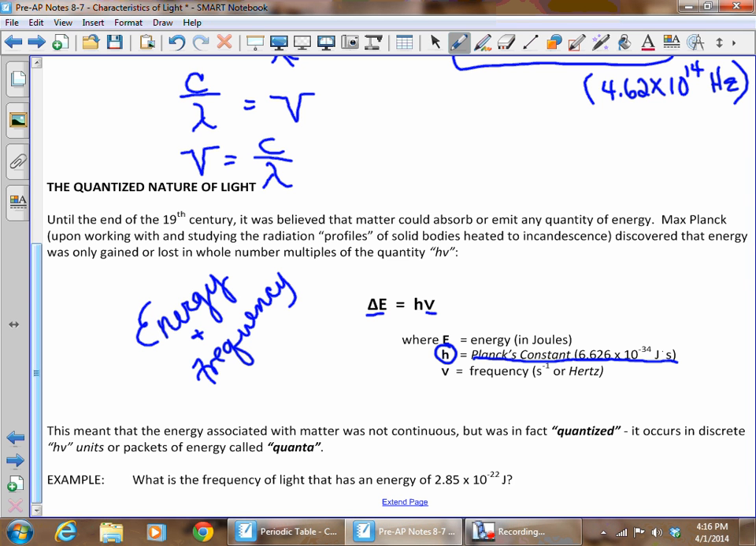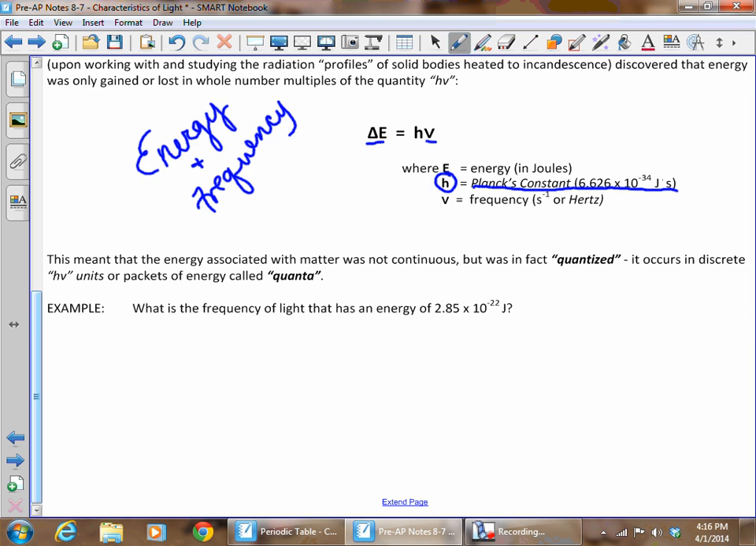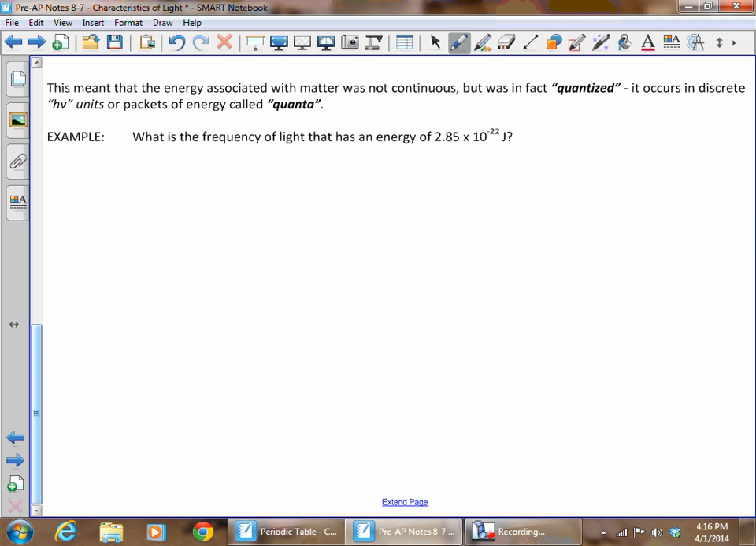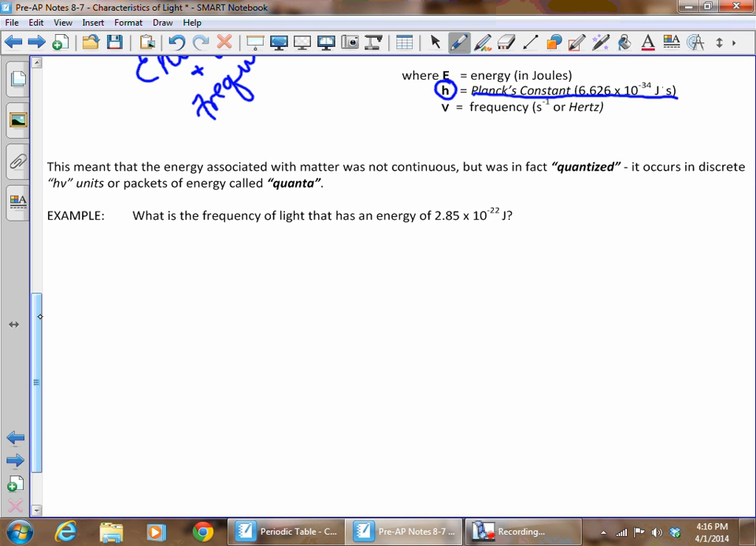So that's a value that I'm going to give to you on tests, as I am the speed of light, but you have to know what it refers to and where to find it. So, looking at this particular problem, what is the frequency of light that has an energy of 2.85 times 10 to the negative 22nd joule? So it's looking for frequency, and it's giving us information about energy. We know then that it's asking us to use this equation. Change in energy is equal to Planck's constant times frequency.